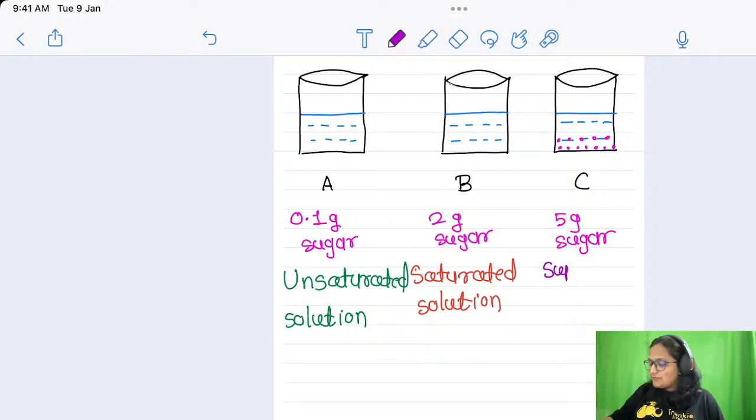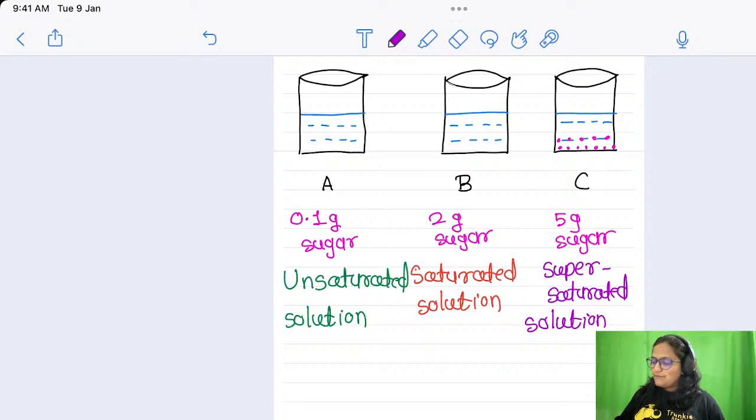This is called therefore supersaturated. Super means what? Above the saturation, more than saturation. This is called a supersaturated solution. So, therefore, these are the 3 types of the solutions.